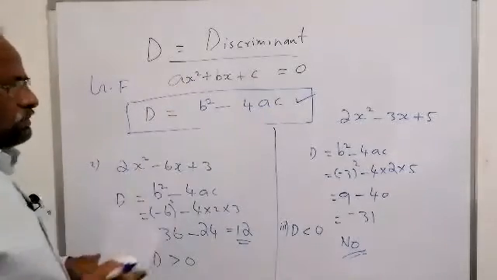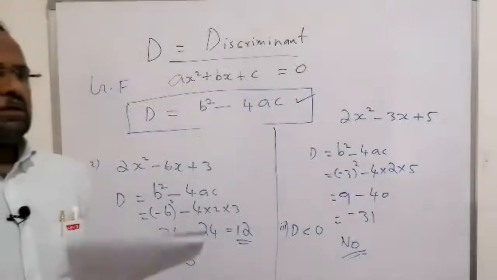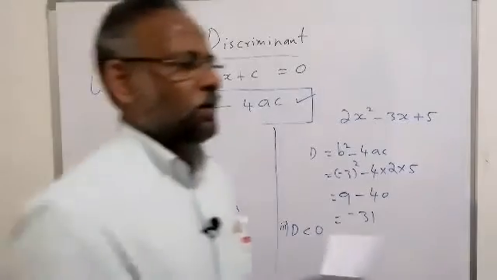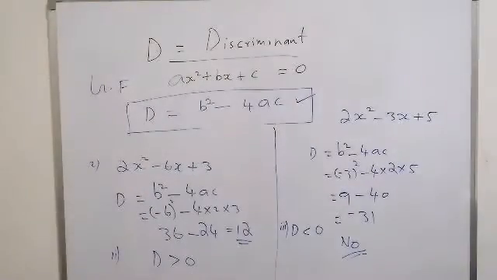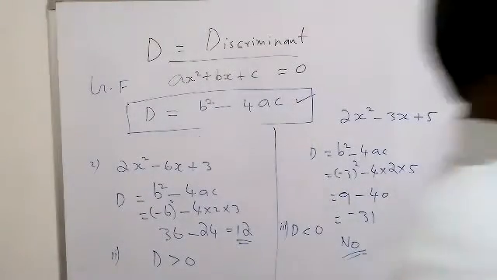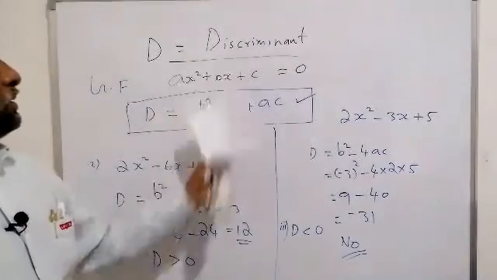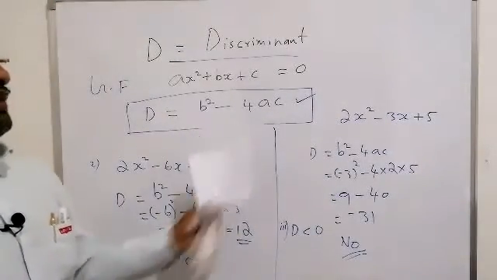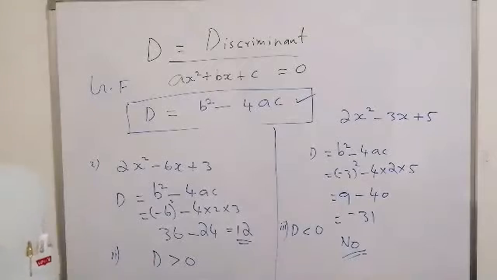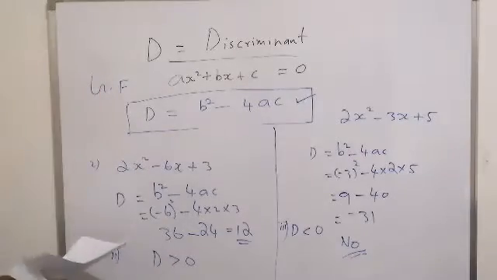ax² + bx + c = 0 is the standard form of quadratic equation. Then discriminant D is equal to b² − 4ac. D is equal to b² − 4ac. I think you wrote it now.